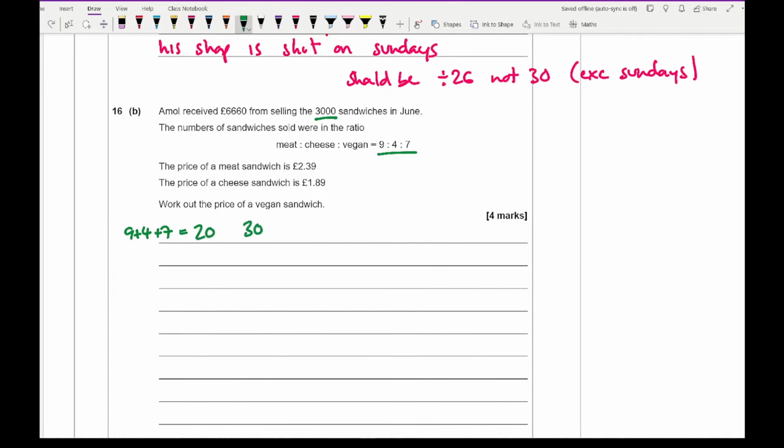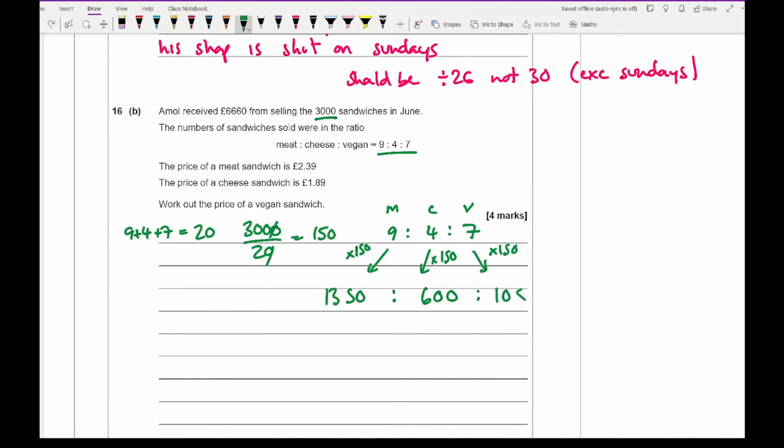So then we do 3,000 divided by 20, and that equals 150. So then from 9 to 4 to 7, so I've got M, C and V. We then want to work out how many sandwiches he sold of each of those types. So 9 times 150 is 1350. 4 times 150 is 600. And 7 times 150 is 1050. So these were how many sandwiches of each category he then sold.